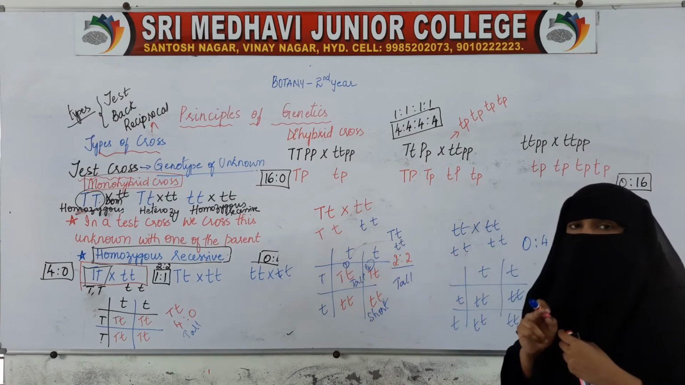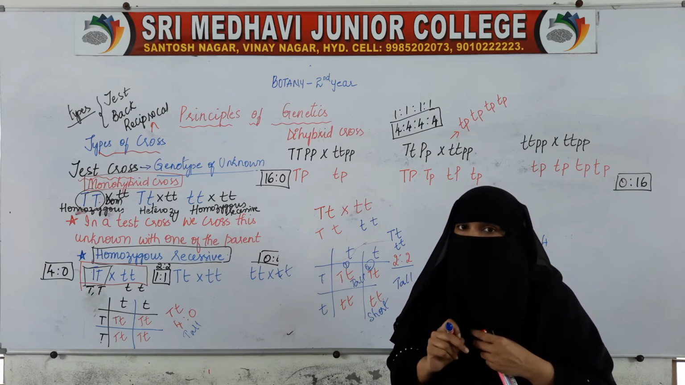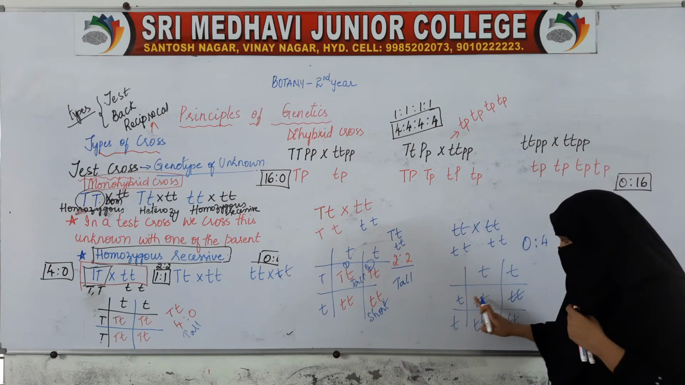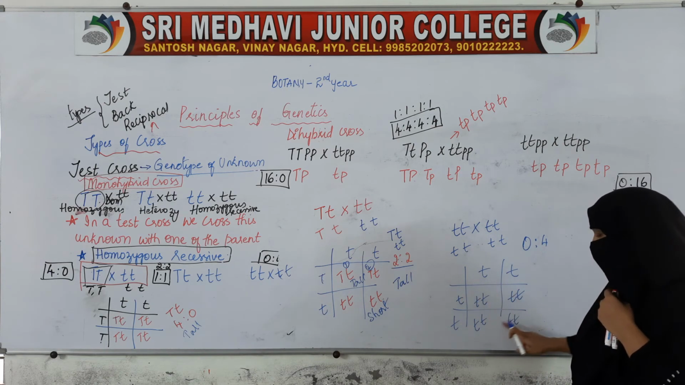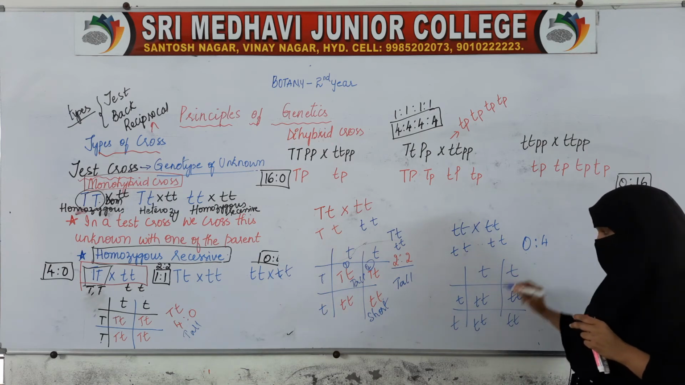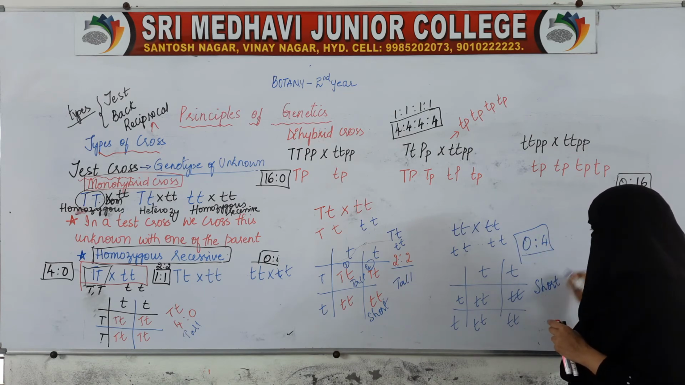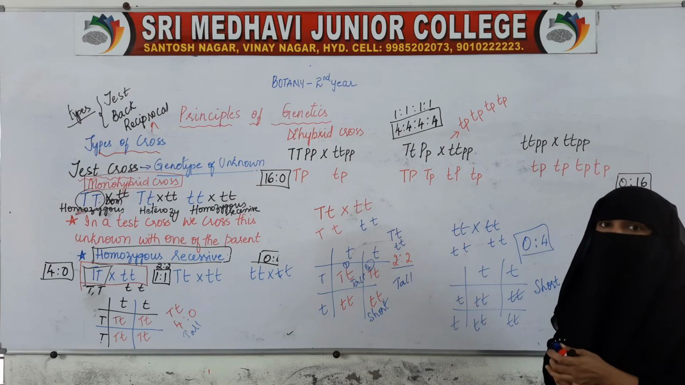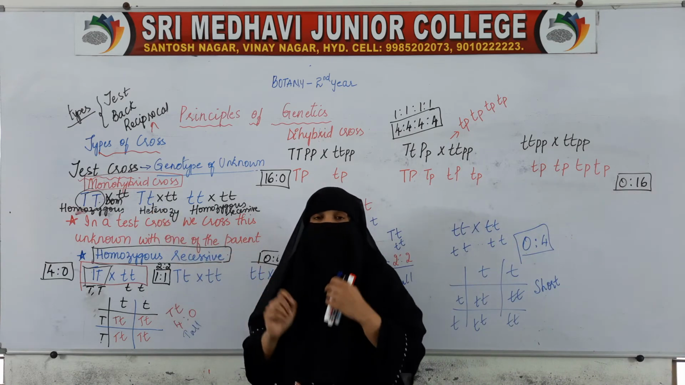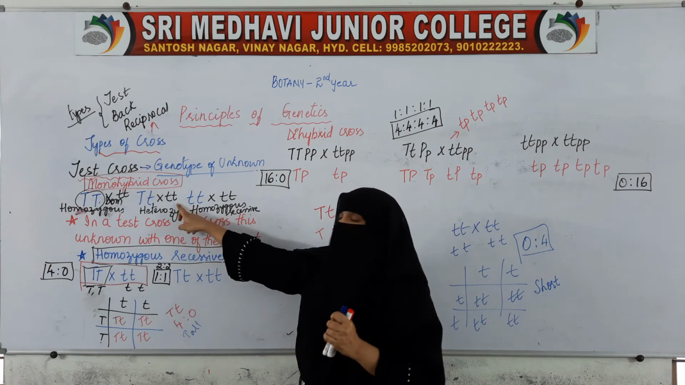Because we should always write the ratio of dominant first, then recessive. Here is anyone dominant? No dominant. All 4 of them are recessive. So there is no dominant, that is why 0, and all 4 are recessive. So all 4 are short plants. So we have taken this test cross for all the 3 genotypes.